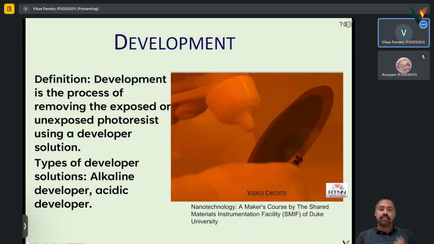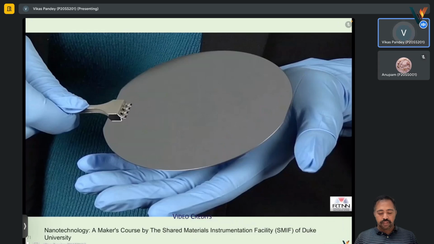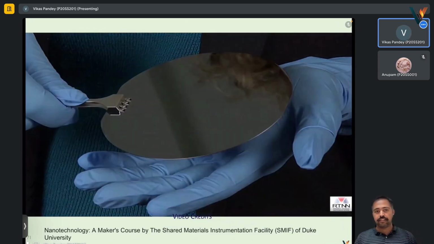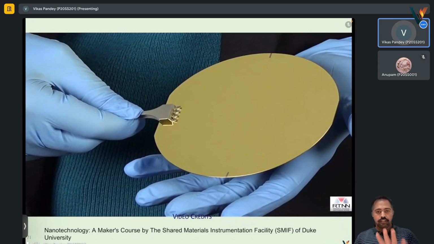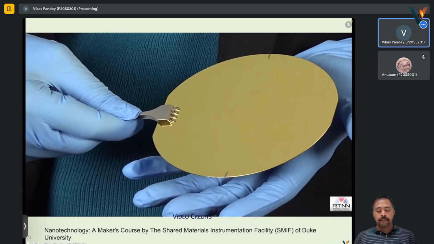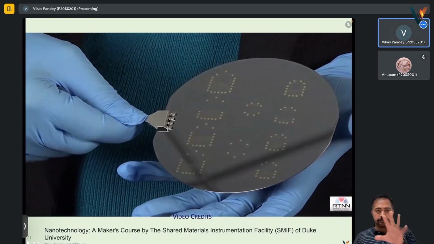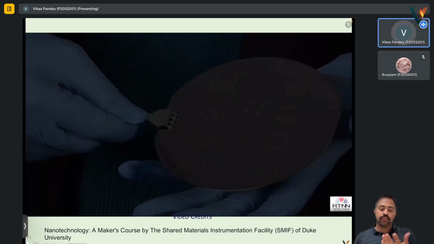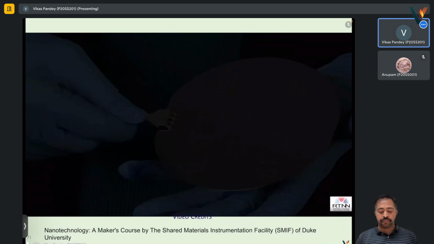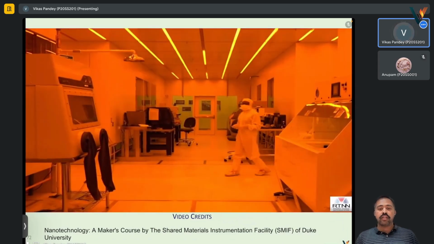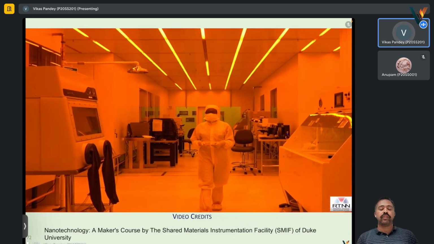But this pattern is of photoresist, not the material that we want. So if we see, the starting wafer was like this, then it is coated with a metal here. Then after the whole lithography process, we have these patterns. Once these patterns were made over it, the rest of the part was etched out, and then the photoresist was removed using a stripper. People work in such yellow rooms, so we can see the whole process here.